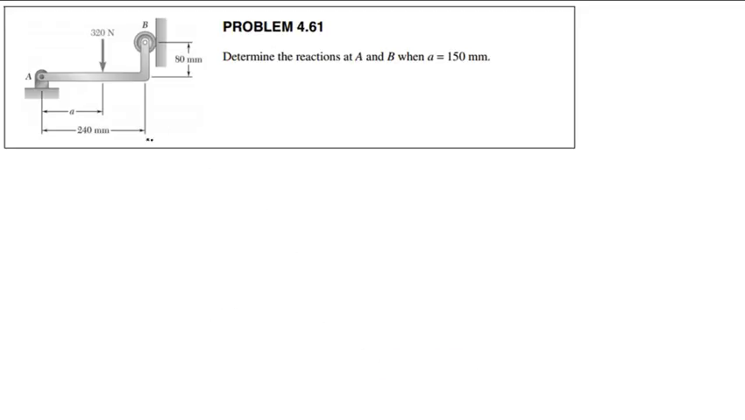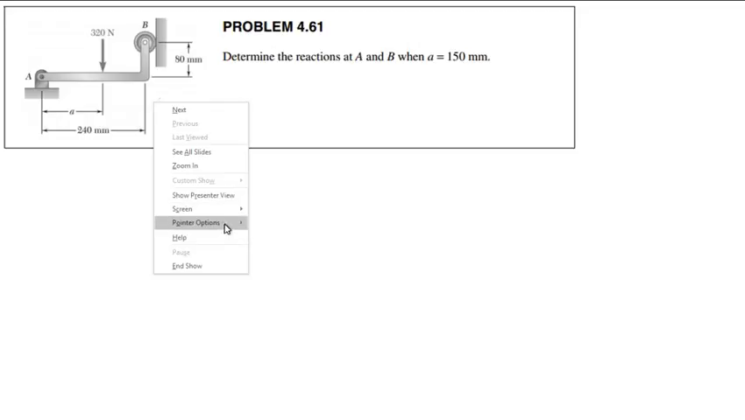We have this bar here. We have a simple structure composed of an L-shaped bracket with a roller support here and a pin support here. We are asked to determine the reactions at A and B when dimension A is 150 millimeters.